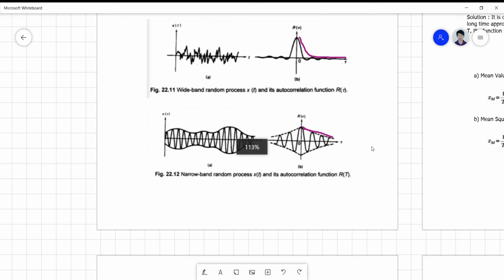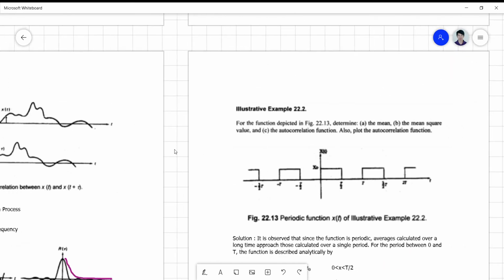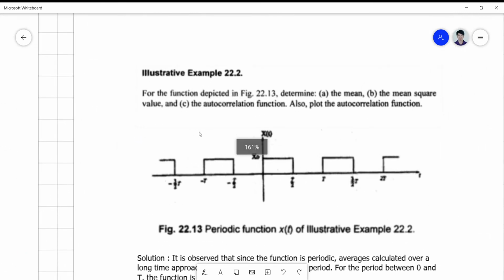Okay, so how do we now go about the process? No? So better if we solve an example here. So this illustrative example is a good illustration on how to apply autocorrelation process or principle. Of course, we have to start with the very simple periodic functions in order to understand how it works. Okay, so for the function depicted in the figure below, so it's actually a periodic function. We are asked to determine the mean square, and the autocorrelation function, and we are asked to plot it.